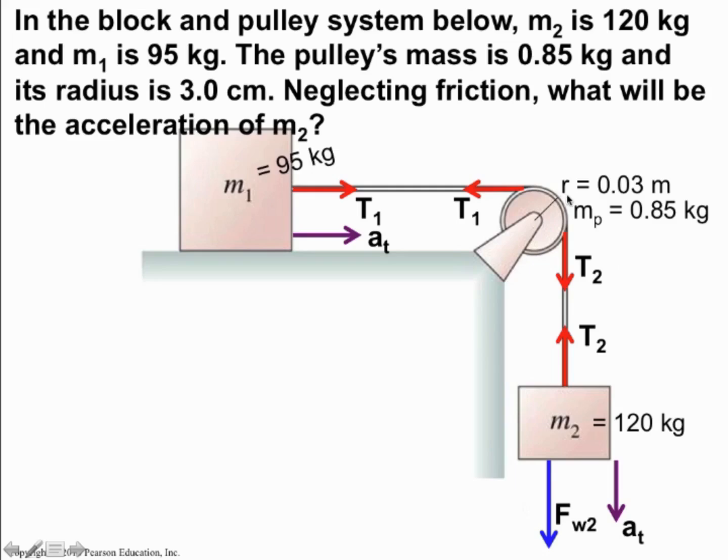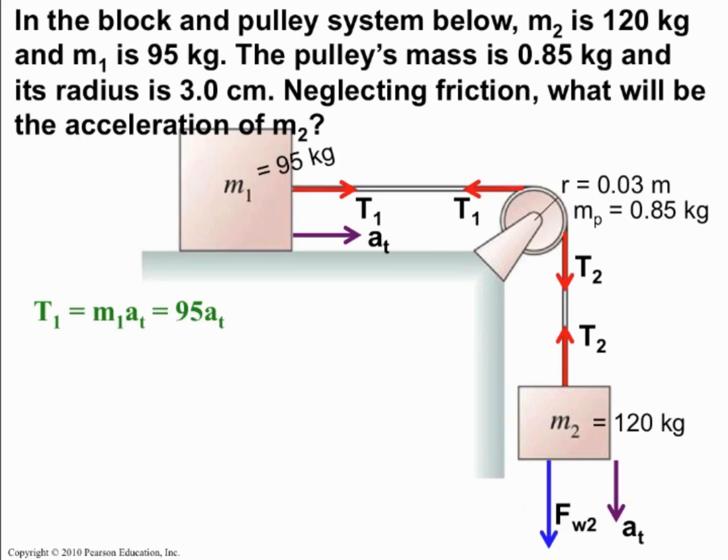We have our radius, 0.03 meters. We have the mass of our pulley, 0.85 kilograms. And we have M2, 120 kilograms. So this is the sketch that expresses everything in our givens. Now what I'm going to help you with is the equation setup, because that's not intuitive. There will be a problem in the problem set very similar to this one. So pay attention to the equation setup, and then be ready to do the rest on your own when I ask you to pause.